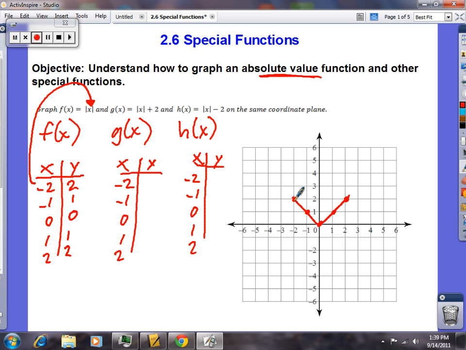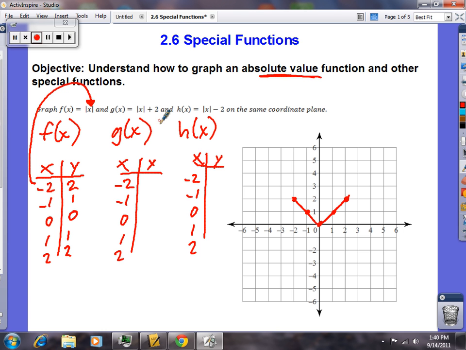Why do you have a V? Why doesn't it go down below the x-axis? Because your y is always going to be positive. So it's not going to have anything down here in the negatives. It's always going to be positive. But do the same for g of x.